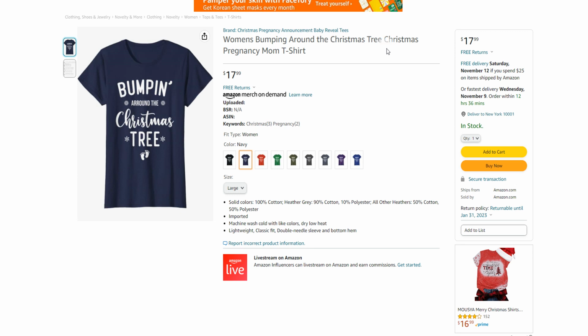So this is bumping around the Christmas tree, Christmas pregnancy mom. I think I've talked about this last year, where it's so important not to attack a holiday like Christmas directly, because anything that you can think of, all those designs are out there. But if you make a design and combine it with something like a pregnancy, look at this design. It's text-based. It's the most simple, the most basic design you can think of, but it's creative, and it's going just a little further than Christmas. It's a Christmas pregnancy announcement or pregnancy mom. And this is what gets you sales, right?